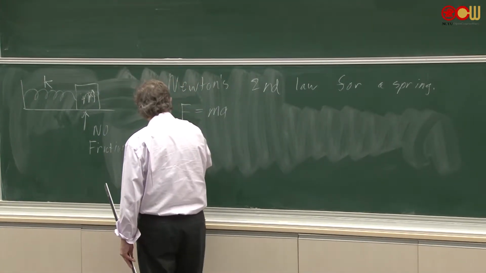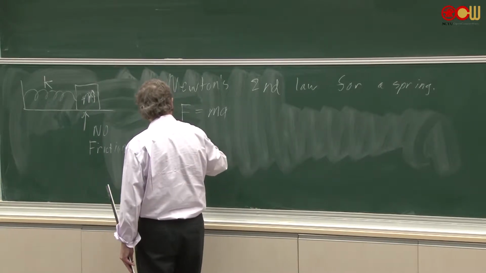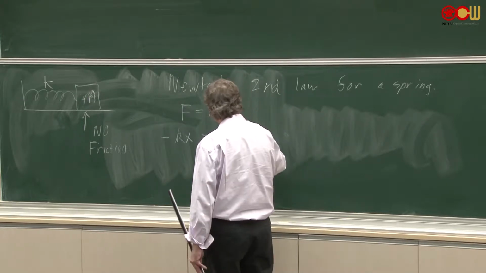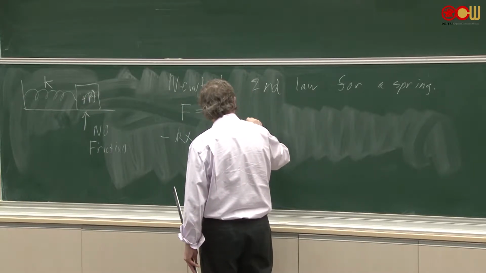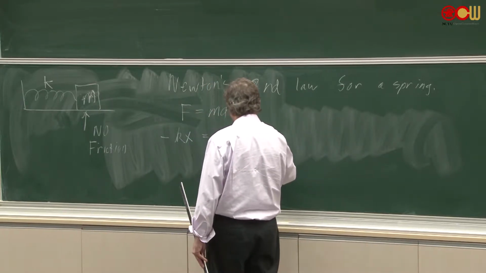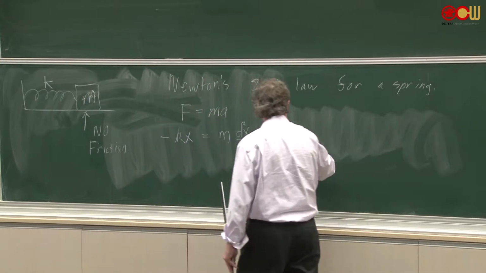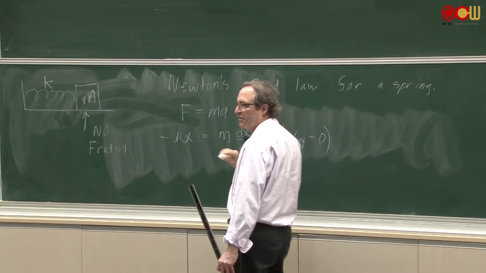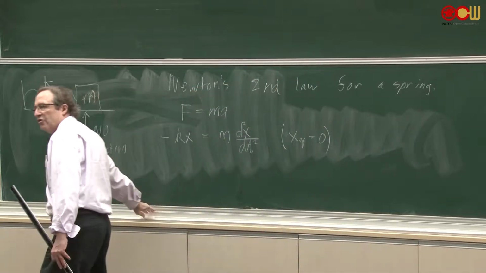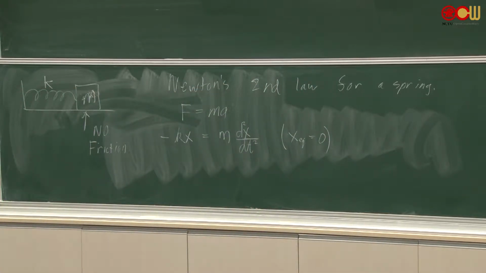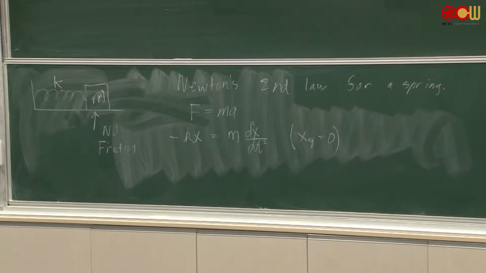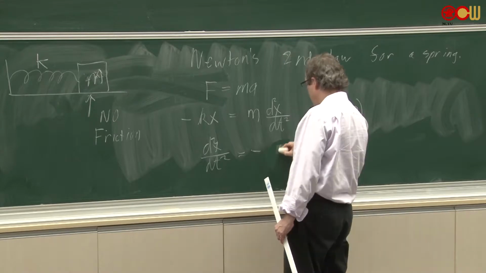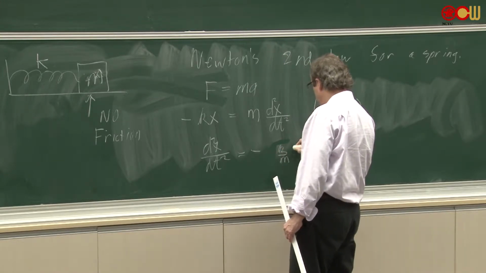The force F is minus kx, which equals m times a, where a is the second derivative with respect to time. And we're going to let x equilibrium equal 0, just to make it simple. So we'll set up our coordinate system such that the equilibrium position is 0. So I have this: the second derivative of x equals minus k over m times x.